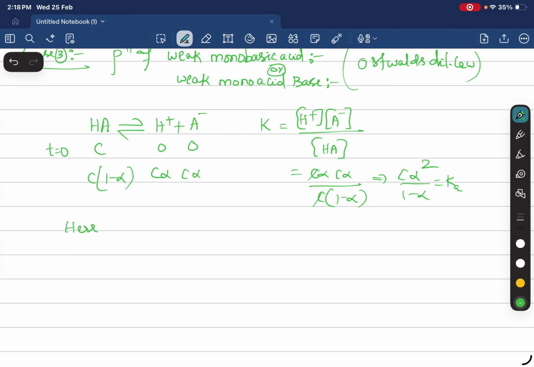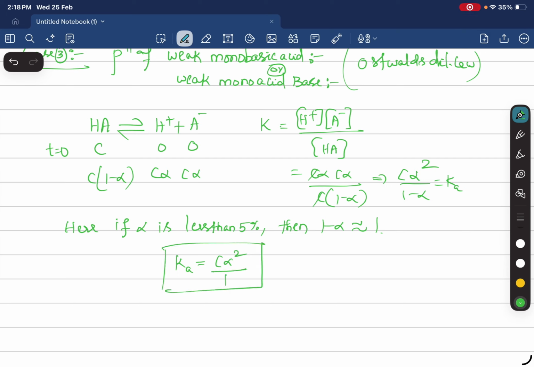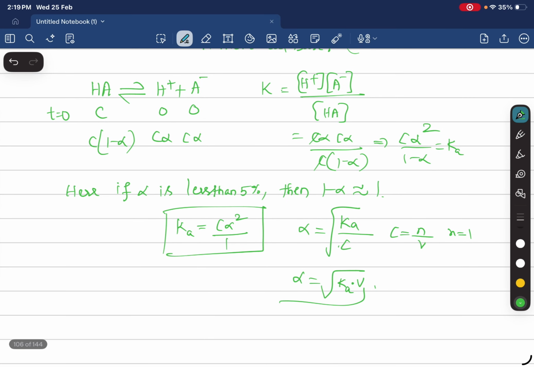Here, if alpha is less than 5%, then 1 minus alpha, take it as 1 only, because alpha becomes very small. So Ka equals C alpha square, with 1 minus alpha taken as 1. This is the formula which we get. From this, alpha is under root Ka by C. C we can write as number of moles by volume. Suppose n equals 1, alpha we can write as under root Ka into V. So this is about alpha.